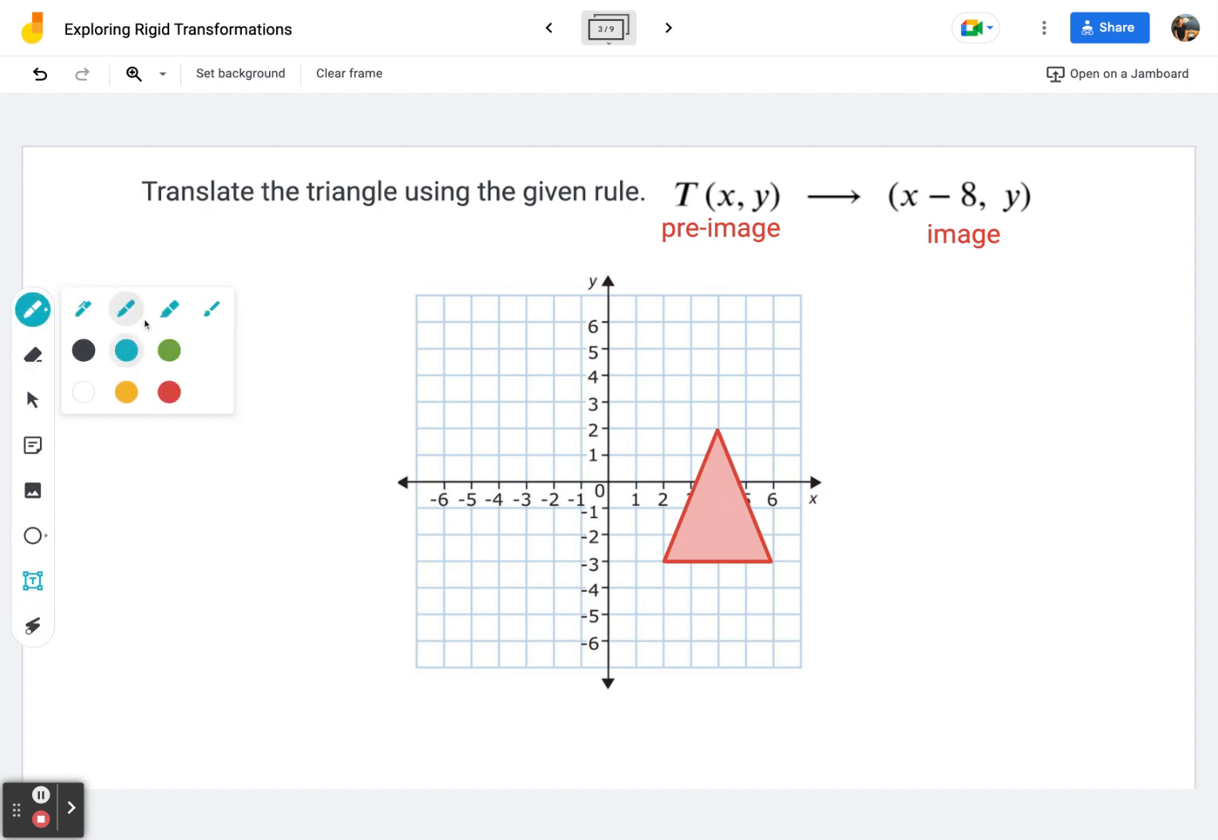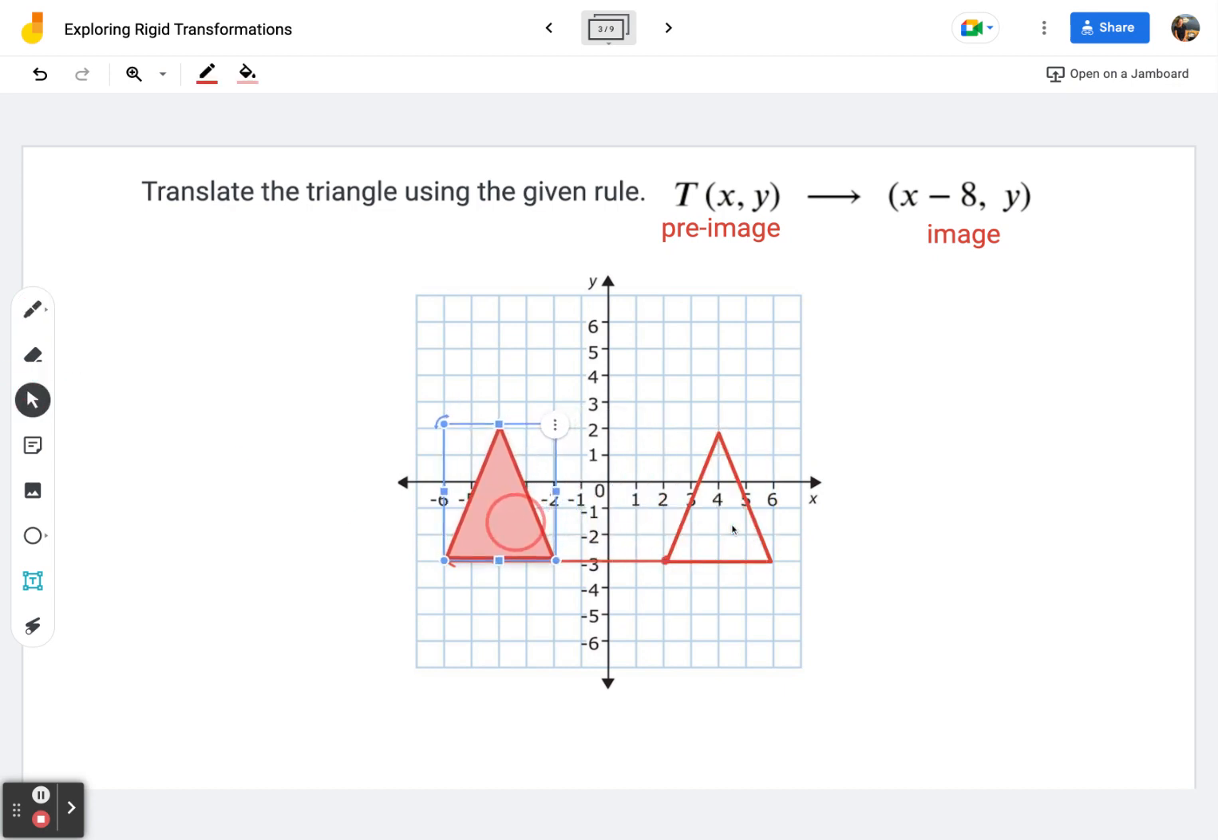And once again, I'm going to take a look at any vertex. I'll pick this lower left corner, and I want to visualize moving it 8 units to the left. So there's 2 units plus 6 more. This point is going to be dragged and moved over right there. And I didn't shift it up or down at all. Here are my pre-image and my image, and you'll notice the triangle has been shifted 8 units to the left.